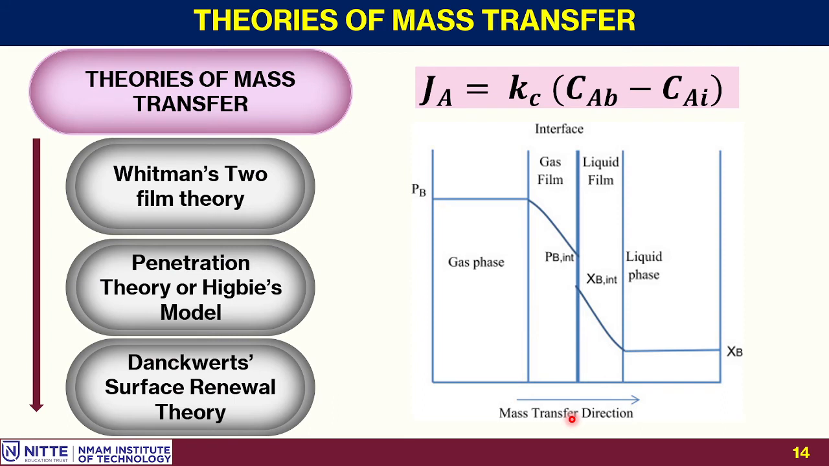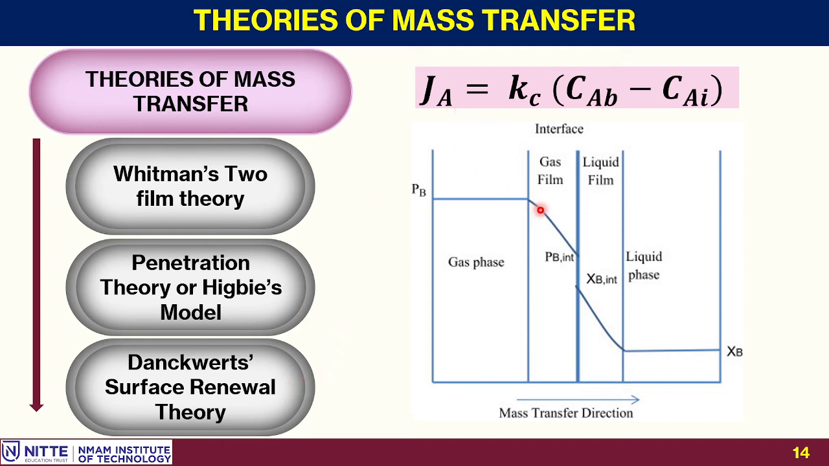To explain the convective mass transfer, there are three different theories. There are some more, but mainly there are three which form the basis for all the concepts: Whitman's two-film theory, penetration theory, also known as Higbie's model, and another one, Danckwerts' surface renewal theory.